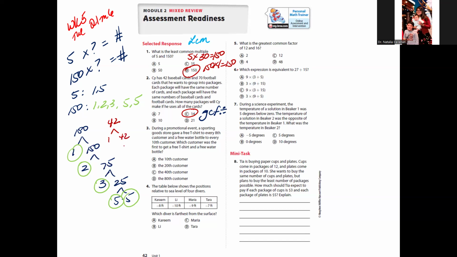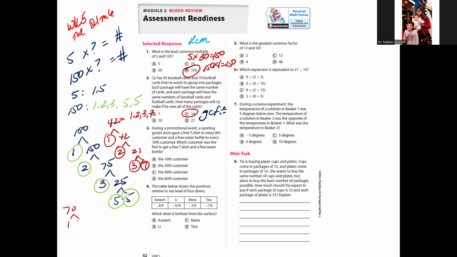It's 1 times 42 is 42, right? 2 times 21 is 42, right? 3 times 7 is 21. I can't break it down any further. So for 42, it's 1, 2, 3, and 7, right? Then we're going to do 70.